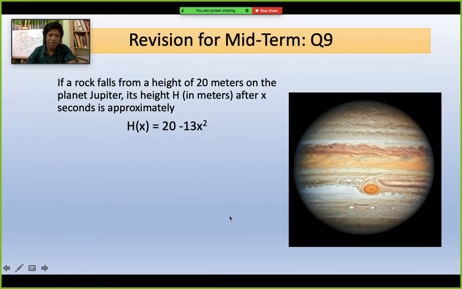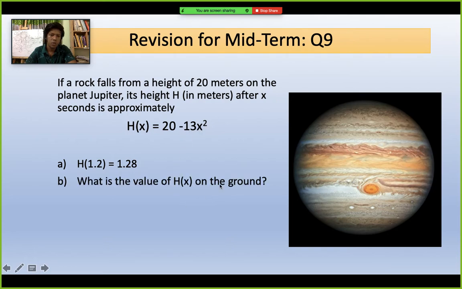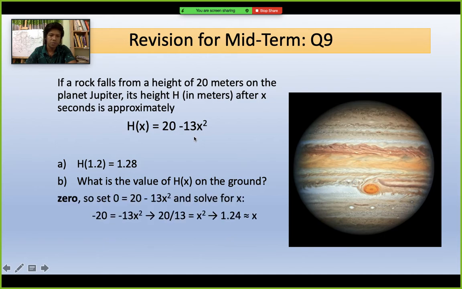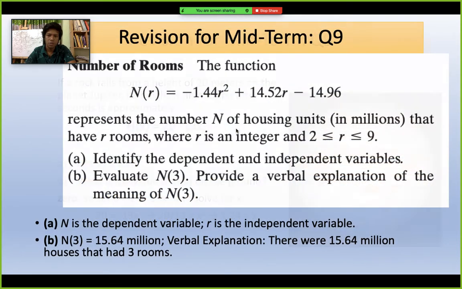This is the math related to our gravity. So this is the given function, x is the time, h is the height. If the time is 1.2, what is the value of height? You put 1.2 here, then you do the calculation. What is on the ground means you put 0 here, then you do the calculation for the ground. So this is the calculation. You put 0 on this side, then bring 20 to the other side, then find out x. Pretty much very easy calculation.